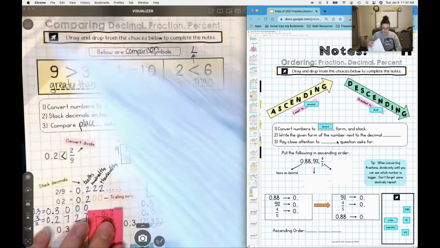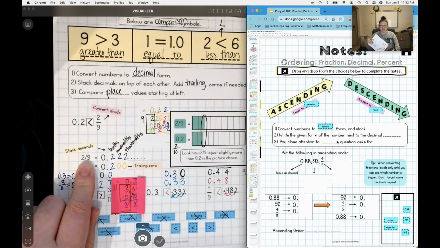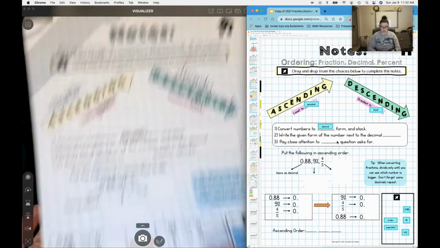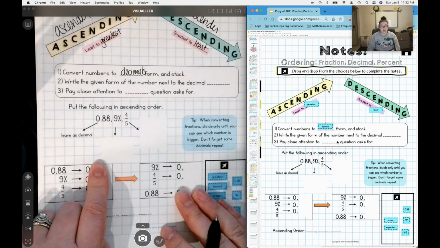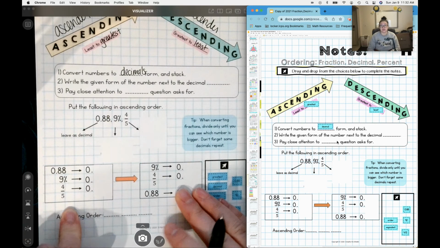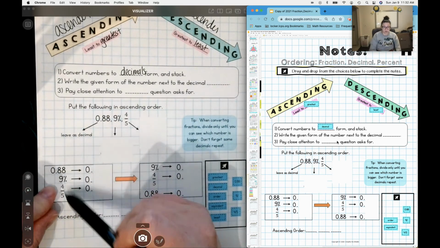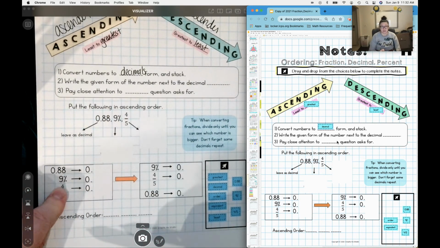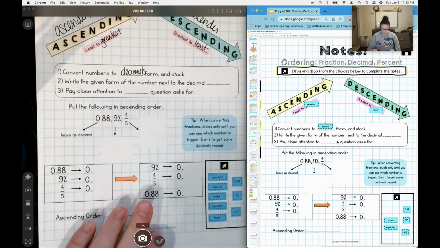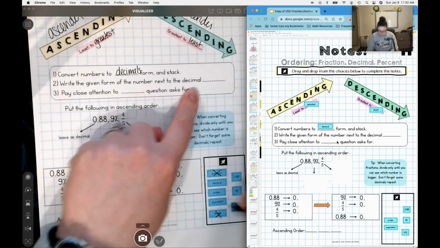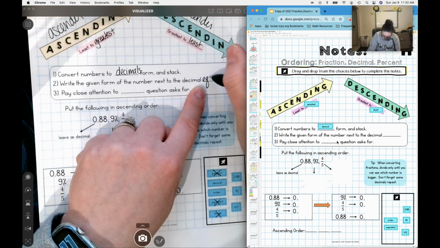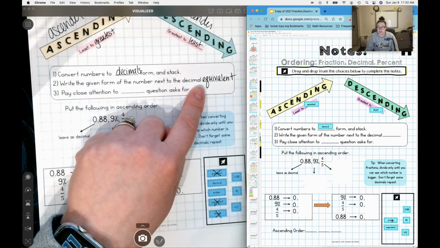On our last set of notes, how we wrote down the original form and then the decimal right next to it, that's really important here. Very important to make sure that we're writing down the decimal next to what it originally was, because in our answer, we need to give the original form of the number, not the decimal. Greatest, least. Again, write the given form of the number next to the decimal equivalent.